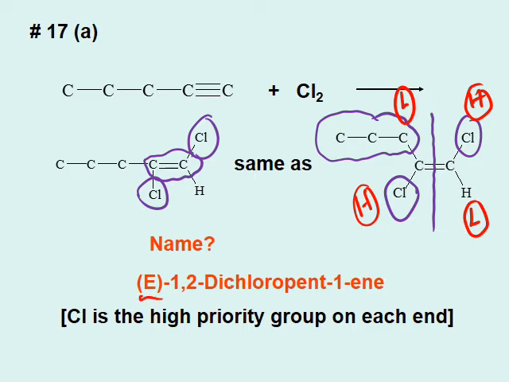So E-1,2-dichloro, again here the longest chain has this many carbon atoms, 1, 2, 3, 4, 5. There are 5. So it's going to be pent-1-ene. That's the ending. Then you would have 1,2-dichloropent-1-ene.